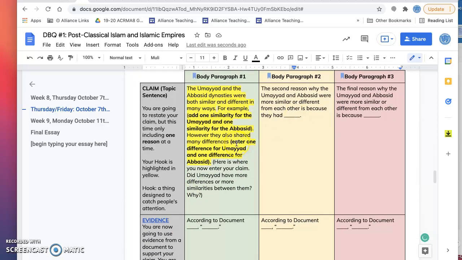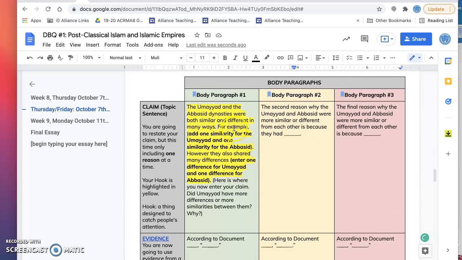Now, let's get down here. When we get to this body paragraph claim, this is your topic sentence. This is your first sentence. Now, you're going to restate your claim, but this time only include one reason at a time. Your hook is highlighted in yellow. What is a hook? It is a thing designed to catch people's attention. So this highlighted yellow part is your hook. You want to bring the reader in.